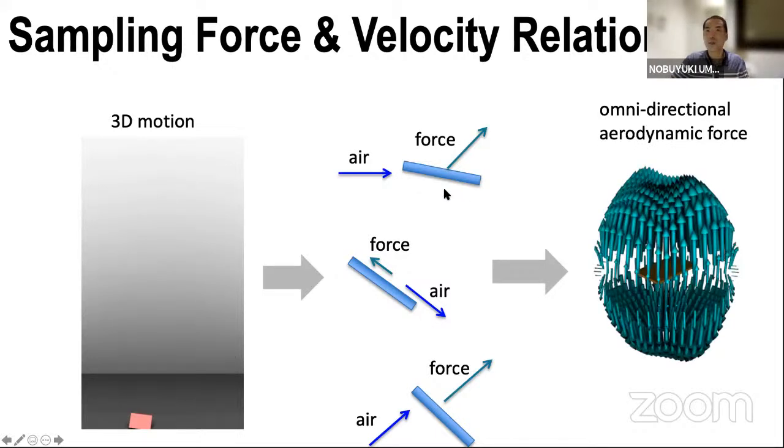And we reconstruct the aerodynamic force acting on this object. This representation of the aerodynamic force means, for example, that this arrow stands for the force in this direction if the object is moving in this direction in the air. And our omnidirectional aerodynamic representation can represent the force for an object falling in all directions.